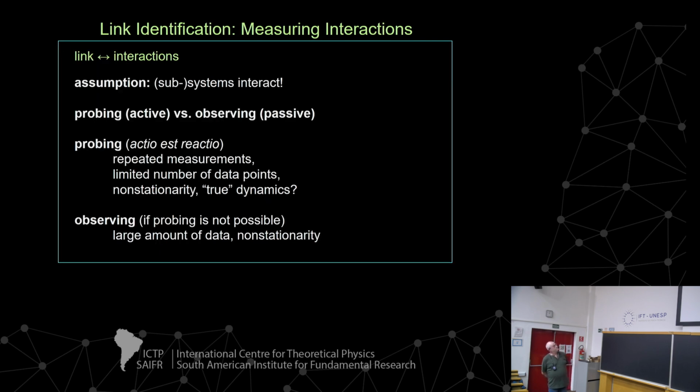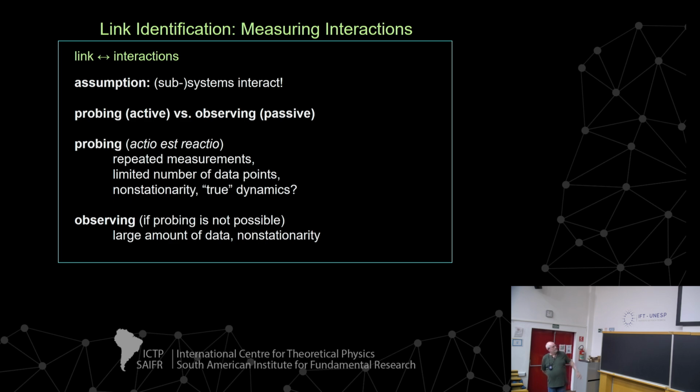Good. We go for identification of links. We would need to measure something. Measure interactions. Either you do this in some kind of a probing way, that would be some kind of an active experiment. This is what you typically do. Let's assume you can't do that. You would need to have some kind of an observation.